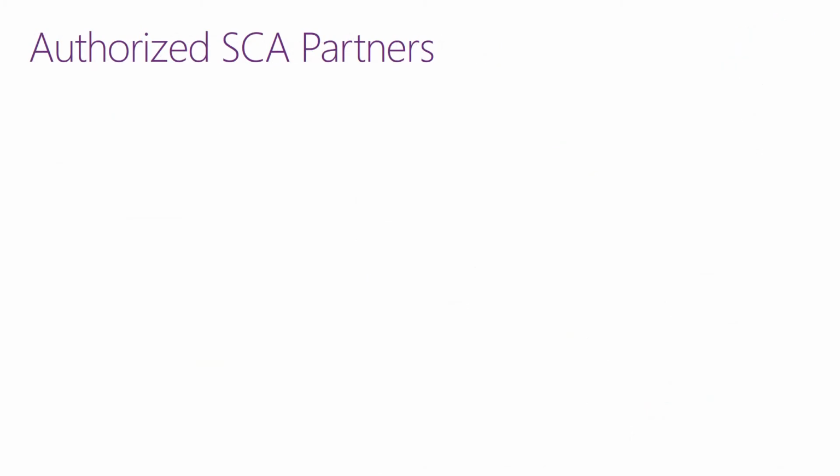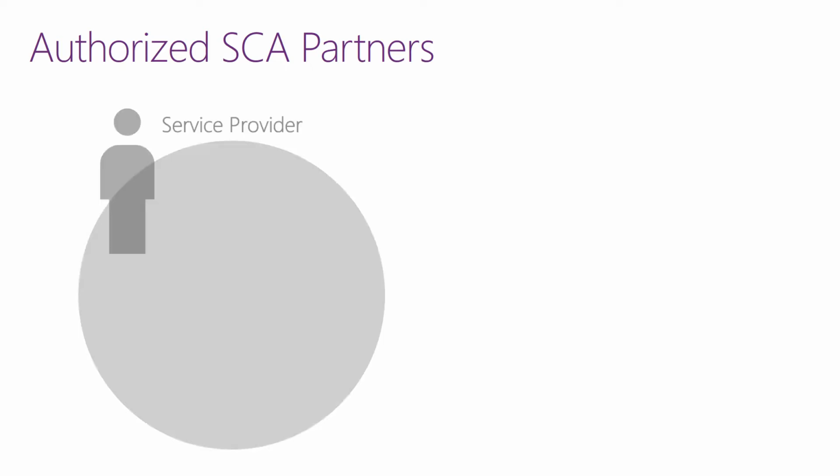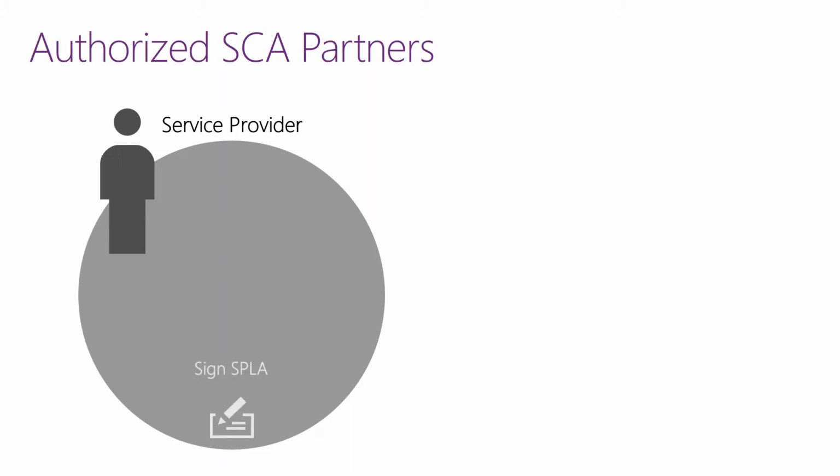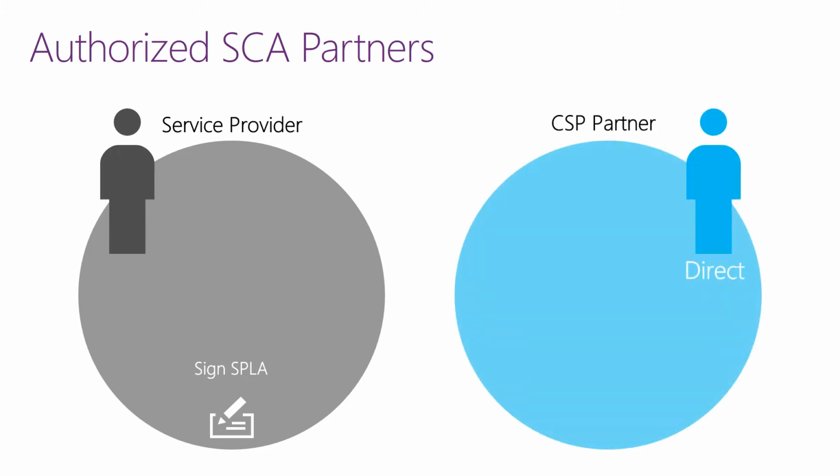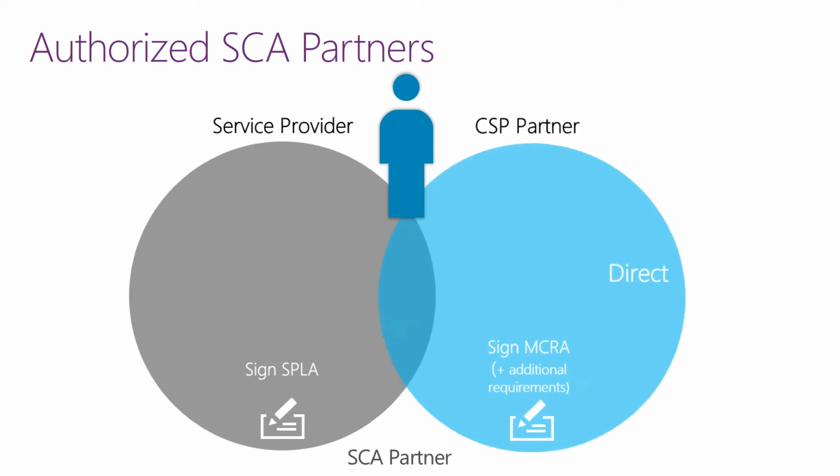So how do you become one of these authorised partners? Well, first of all, you need to be a service provider, and to become one you sign the Services Provider License Agreement, as we know. Then you also need to be a cloud solutions provider partner, and to become one of these you need to sign the Microsoft Cloud Reseller Agreement, and also in fact meet some additional requirements, and actually I'll show you where you can find out more information on those at the end of this section. Now, an authorised SCA partner has to be both a service provider partner and a direct CSP partner. So let me show that here.